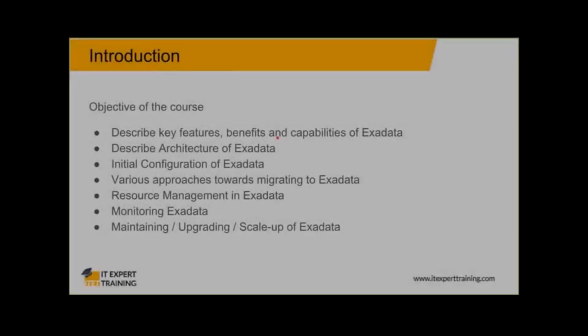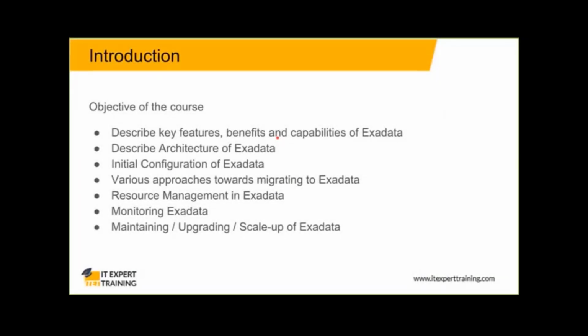So let me get into the objective of this course. What exactly are we trying to learn from this? We're going to try to understand the key features, the benefits, the capabilities of an Exadata machine. The architecture is something brand new. It's an engineered system, so you have to understand what components are in the system and how exactly these are going to be aligned to my requirement.